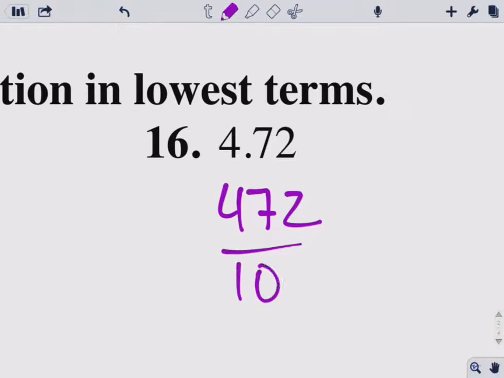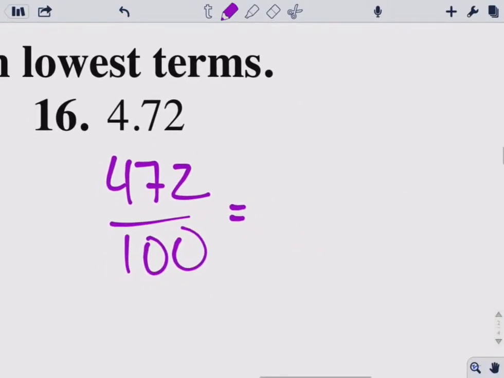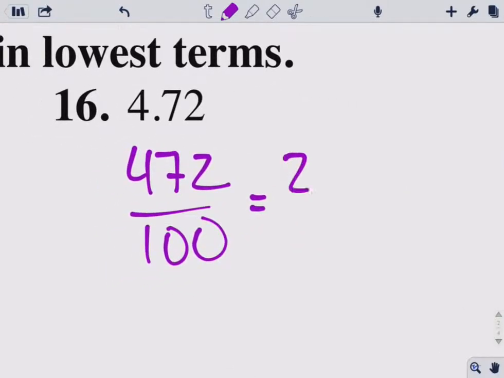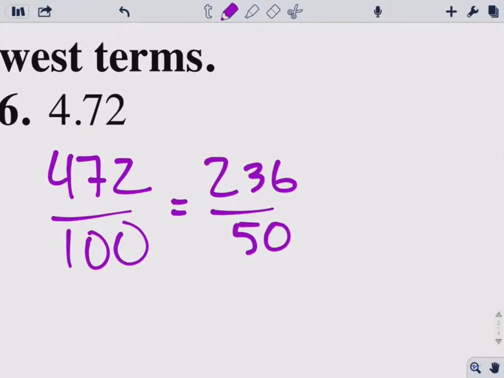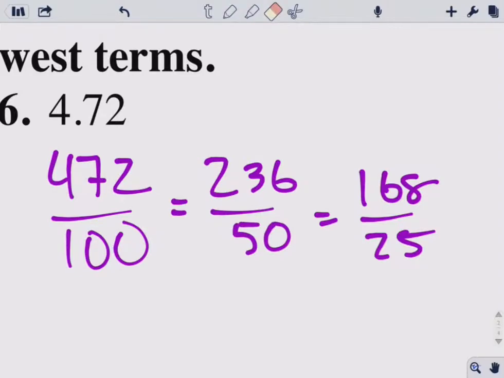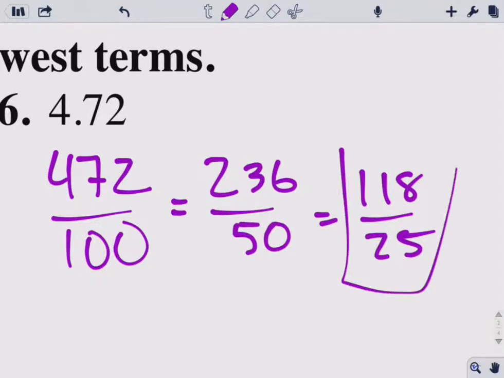472 over 100. Okay, so this does it a little further. That's 236 over 50. Divide by 2 again. That's 118 over 25. 5 doesn't go into it, so that's your answer for there.